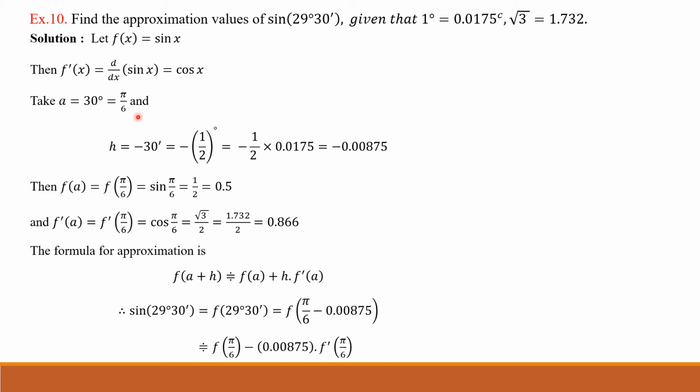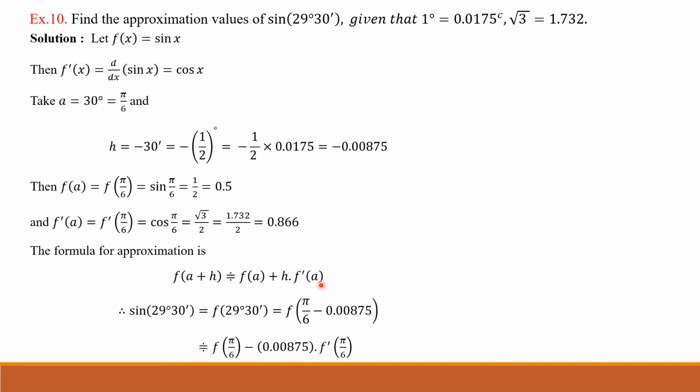Then f of A. A is pi by 6. Here f of x is sin x. Therefore, f of pi by 6 is sin pi by 6. Sin pi by 6 means sin 30 degrees, which is 1 by 2, equal to 0.5. F dash of A, f dash of pi by 6. Here f dash of x is cos x. Hence, f dash of pi by 6 equals cos pi by 6. The value of cos pi by 6 is root 3 divided by 2. The value of root 3 is 1.732 divided by 2. Simplifying, we get 0.866.